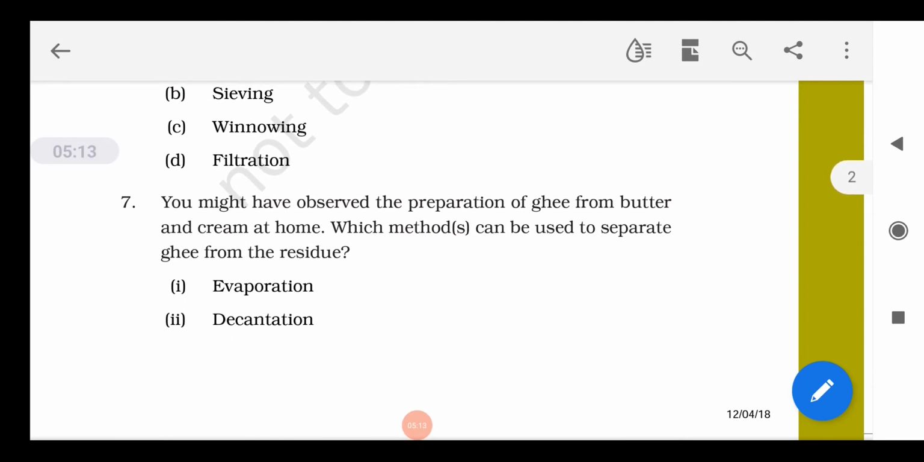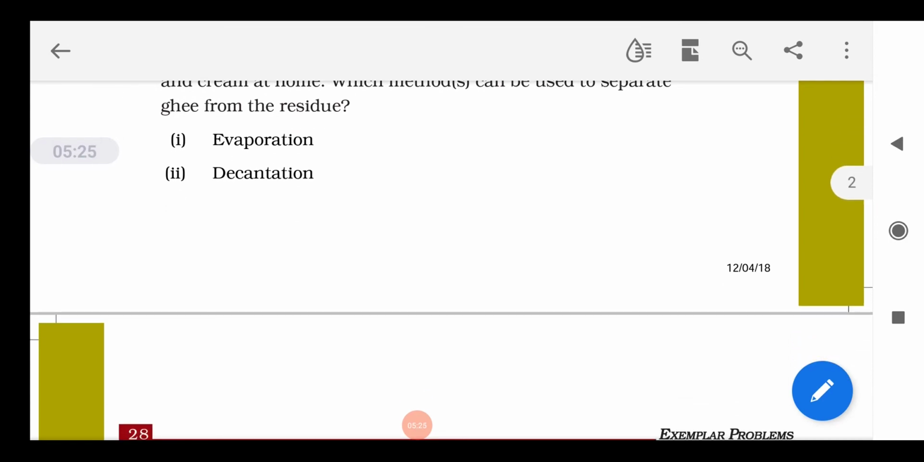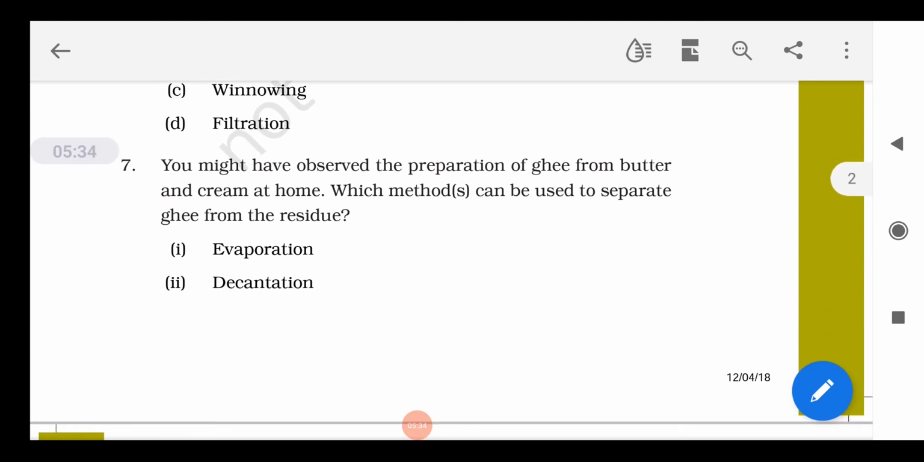Okay. Question number 7. You might have observed the preparation of ghee from butter and cream at home. Which method can be used to separate ghee from the residue? So the question is very interesting. Now let us find which should be the correct option.